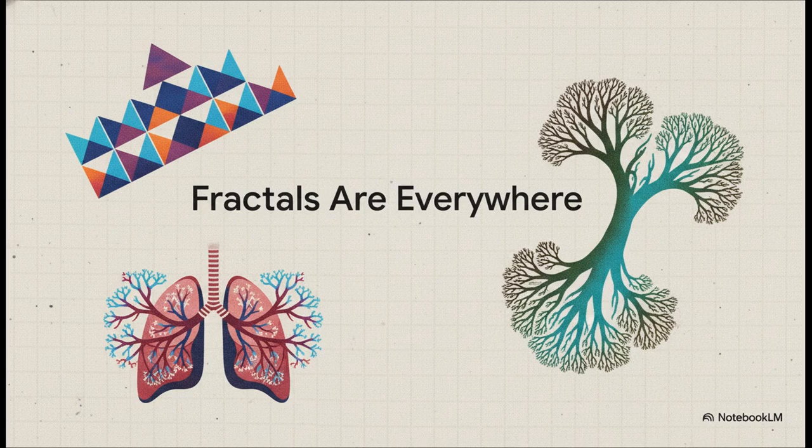Fractal antennas in your phone pack a huge effective length into a tiny chip. Image compression algorithms look for self-similar patterns to save space. And our own bodies, our lungs, our blood vessels, they use fractal branching to cram an enormous amount of surface area into the very finite volume of our bodies. It's just geometry as a tool for maximum efficiency.